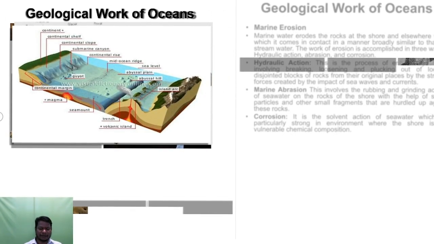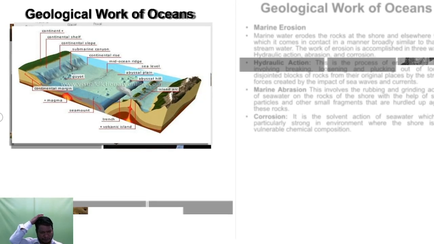Mostly the surface layer, distinguished as waves and currents. So, geological work of oceans. Marine erosion. Marine erosion of the rocks at the shore and elsewhere with which it comes into contact is in a manner broadly similar to stream water. The work of erosion is accomplished in three ways: first the hydraulic action, second the abrasion, third the corrosion. Hydraulic action is a process involving breaking, extending and buckling of loose, disjointed blocks of rock from their original place by the strong force created by the impact of sea waves and currents. That is the meaning of hydraulic action.